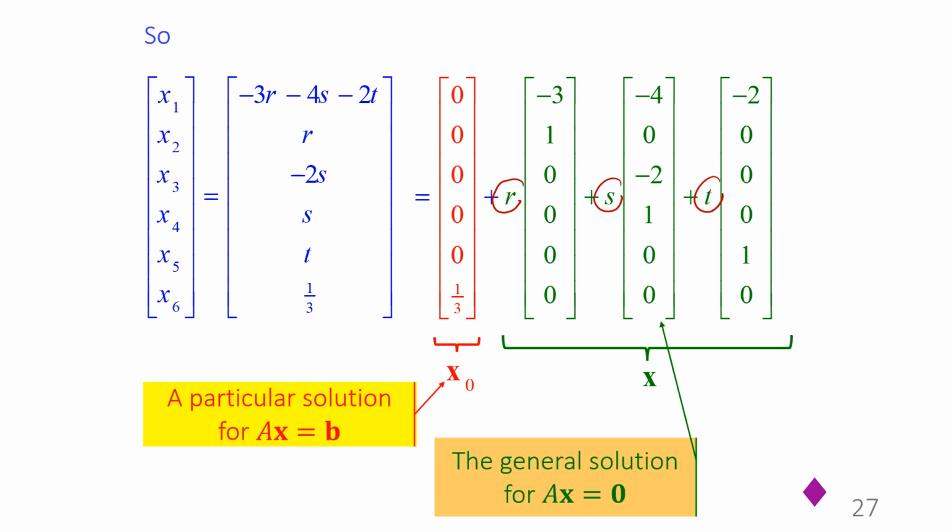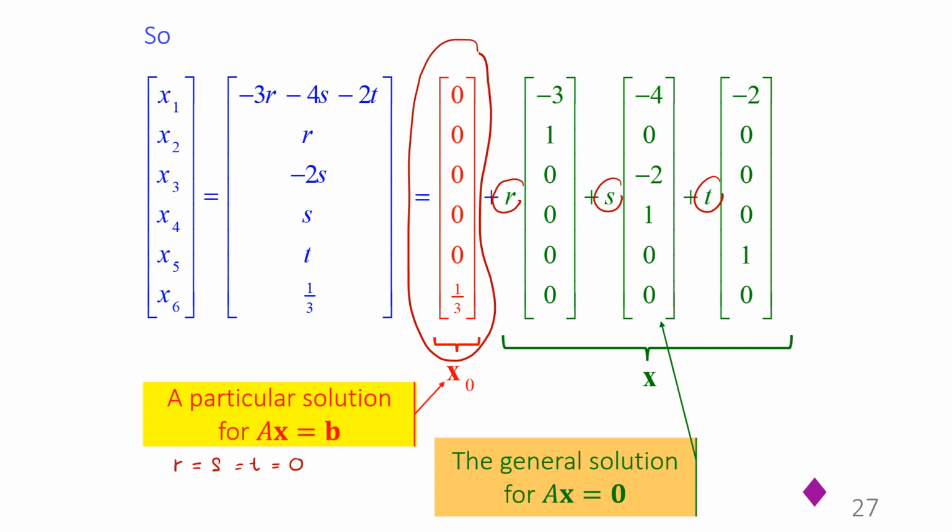Okay, and we have one part in the red vectors here that doesn't depend on R, S, and T. This part is called a particular solution for Ax equal to B. That means whenever R equal to S equal to T equal to 0, we have this solution, and we call it a particular solution for Ax equal to B.